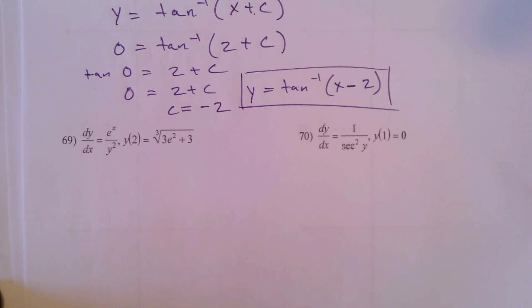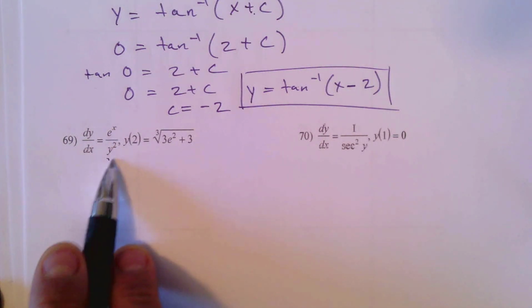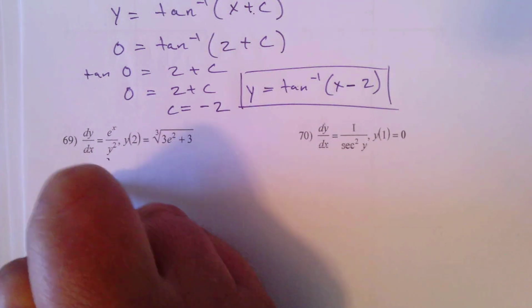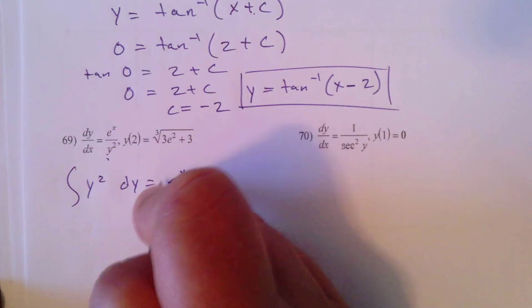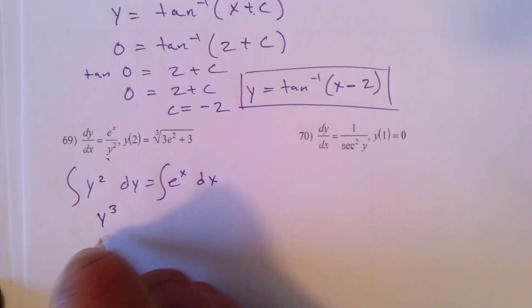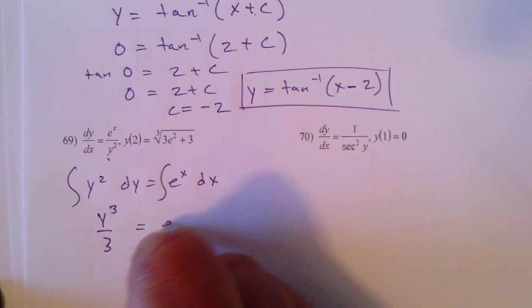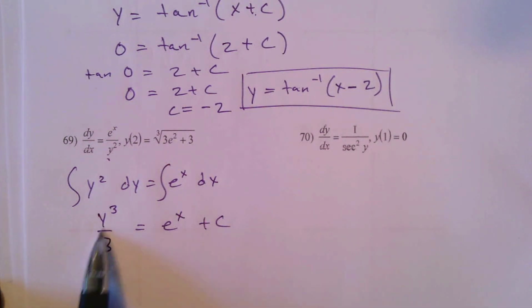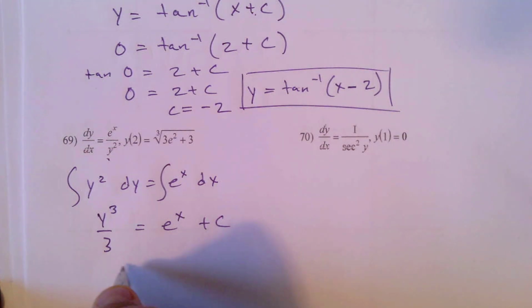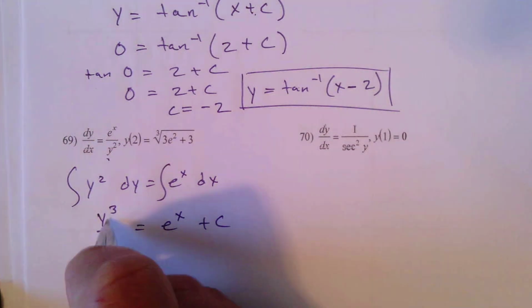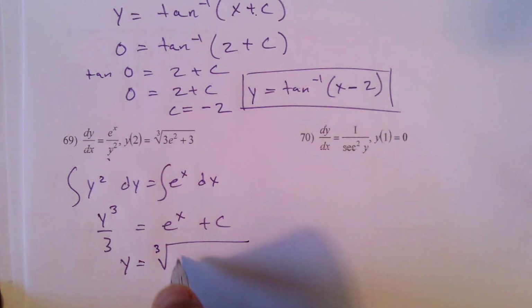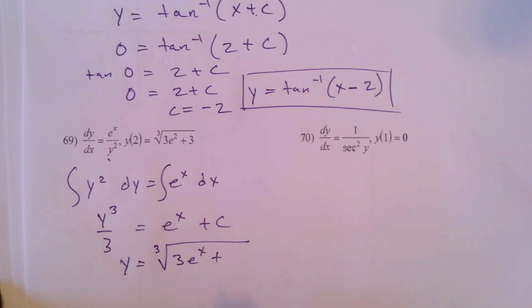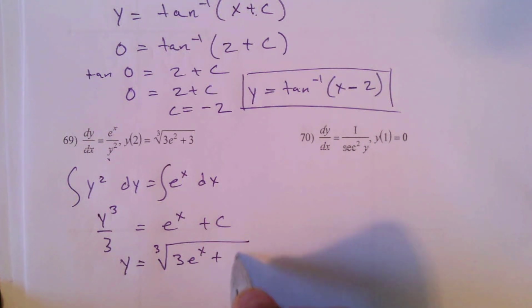All right, dy/dx is equal to e to the x over y squared. Separate, so we're going to have y squared dy equals e to the x dx. Integrate. This is going to become y cubed over 3 equals e to the x plus c. And we want to get the y by itself here. So we're going to multiply both sides by 3, take the cube root. Going to do 2 steps here at once. So we're going to be taking the cube root of 3e to the x plus, so 3 times that. Remember that c is going to be changing throughout, so that's still a c inside the cube root.